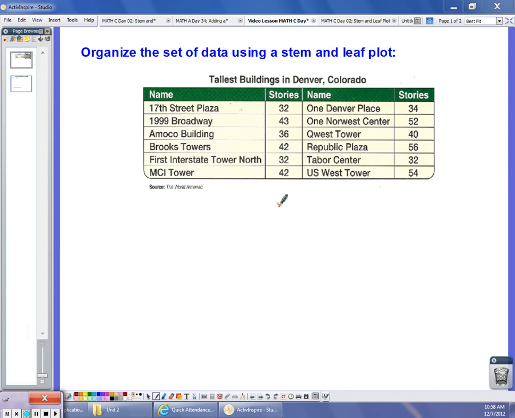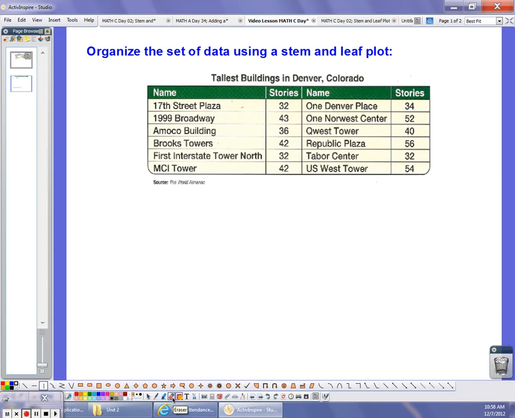So today we're going to go ahead and organize a set of data using a stem and leaf plot. We're looking at this data where it gives us the tallest buildings in Denver, Colorado. In order to create our stem and leaf plot, I do need to start off by creating a table, and I'm going to do that by drawing a horizontal line.